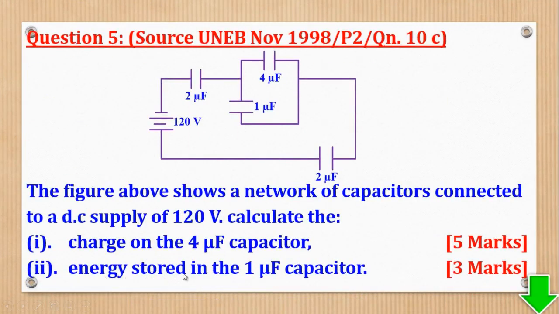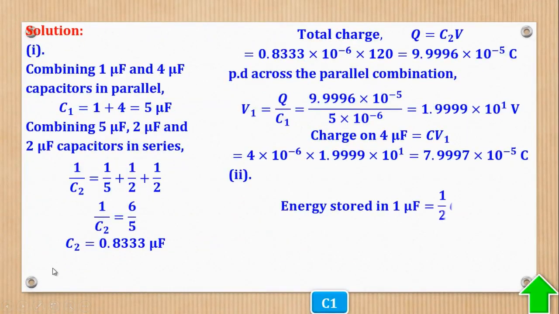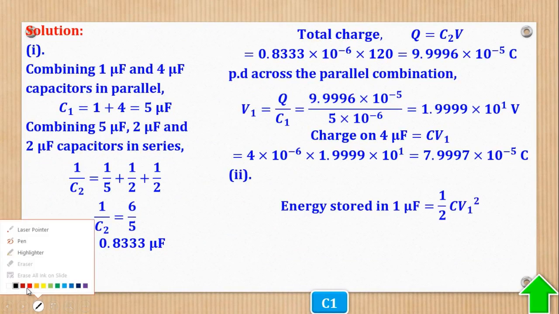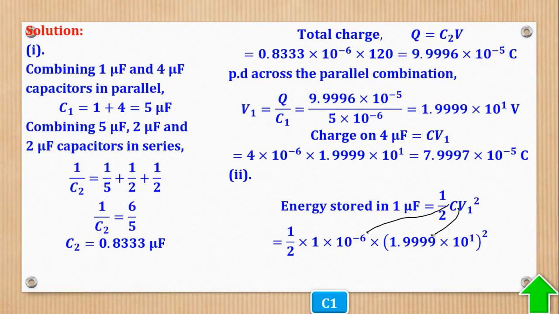So Roman 2, they want the energy stored in the 1 microfarad capacitor, energy stored in this. So the good thing, I know the PD and I also know the capacitance. Therefore, energy stored will be a half CV squared. So come and substitute for C and for V to give you that as the energy stored.